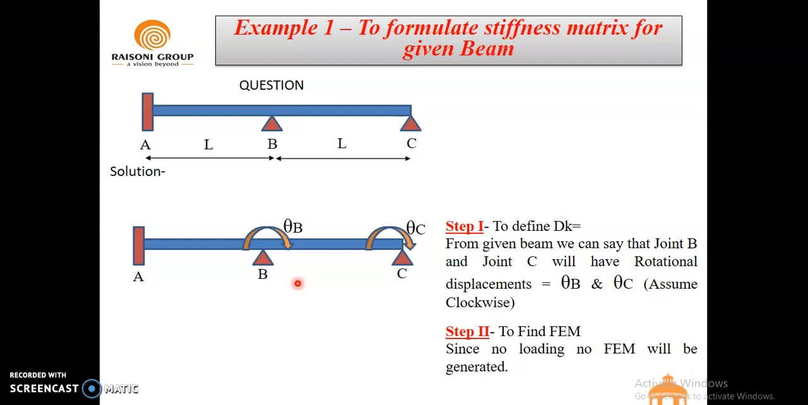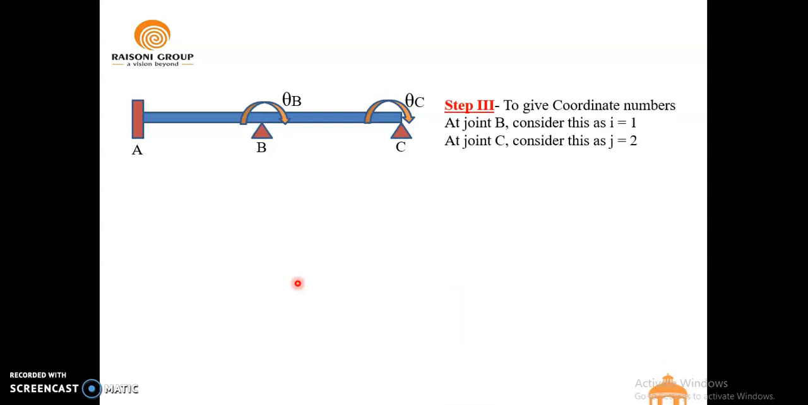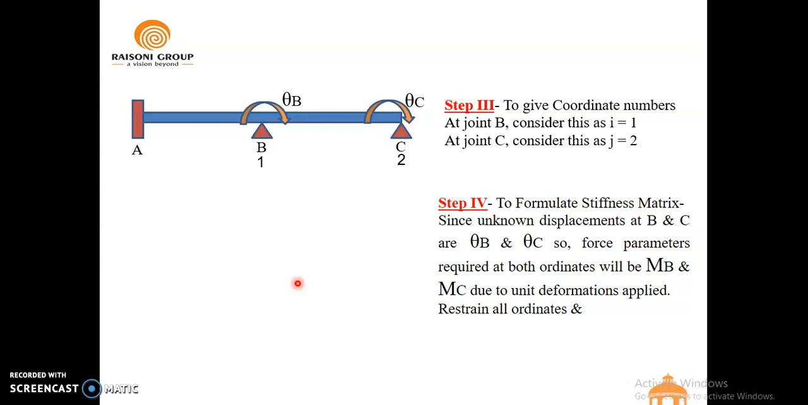But before that, in step 2 we calculate fixed end moments. Since there is no external loading and we are just going to formulate a stiffness matrix, this beam is not loaded, so no FEM will be generated. In the third step, we give coordinate numbers. We give number one to joint B and number two to joint C. So step 4 will be to formulate the stiffness matrix.